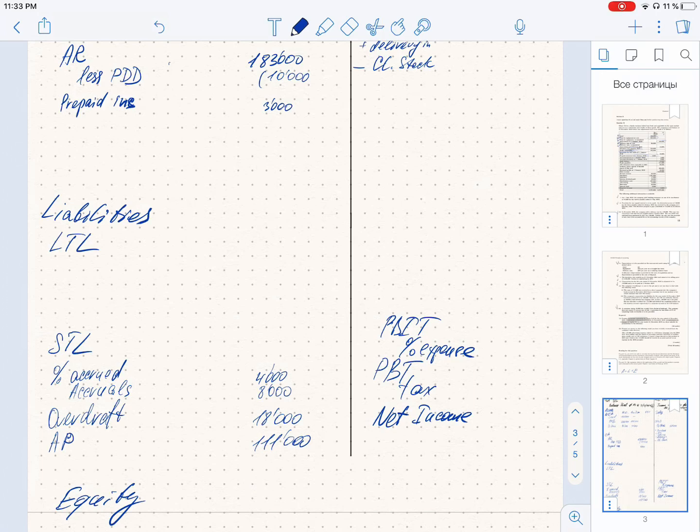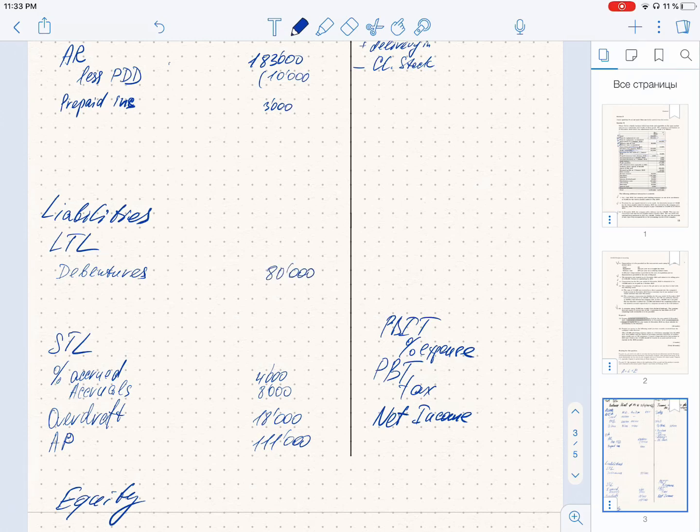Then we have trade payables, accounts payable in amount of 111,000. We have 10% debenture loan repayable in 2021. That means this is a long-term liability. So we would write down here debentures in the long-term liability section, debentures in amount of 80,000.